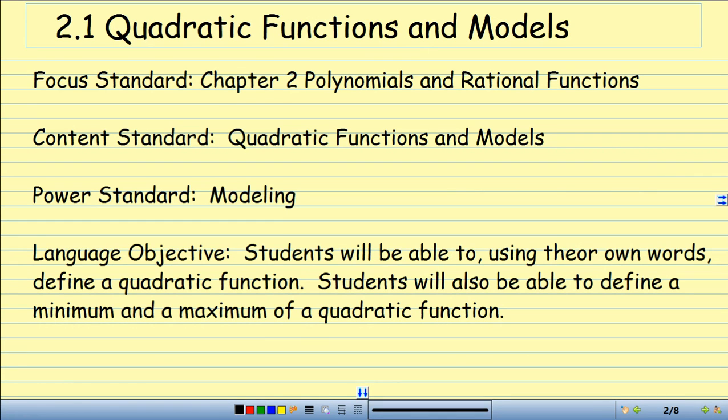Okay, so for section 2.1, we are doing quadratic functions and models. This is the first section in chapter 2, which is polynomials and rational functions. We are going to do a lot of modeling.